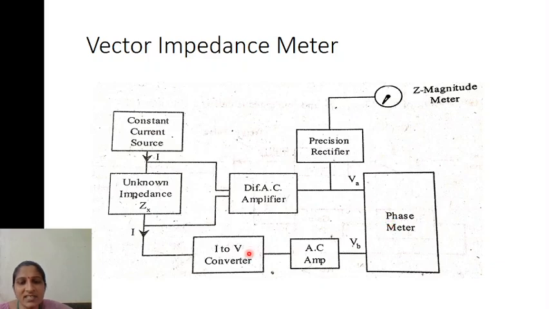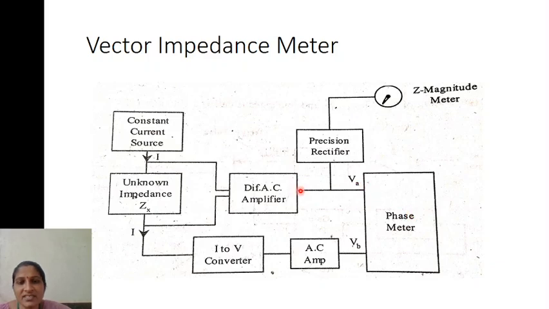Here the I to V converter will convert the current to voltage. If this voltage is of less amplitude, then it can be amplified by using the AC amplifier. Then you will get a voltage here. The angle between these two voltages is read by the phase meter, that is the phase angle.